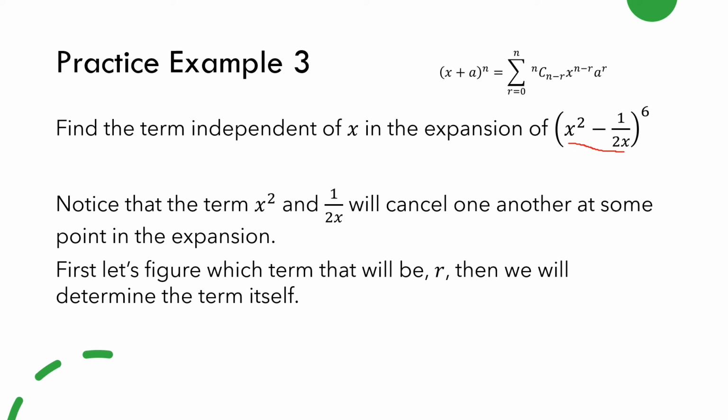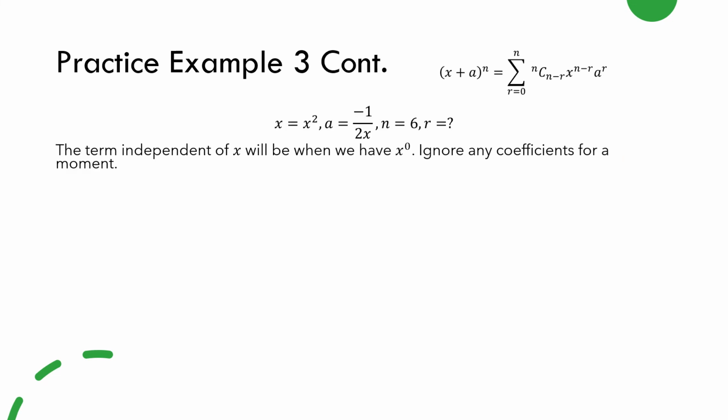So this is a two-part question. First, figure out which term has no x. In other words, what is r when it's just a coefficient, or x to the 0. And then after we find that, we'll, like the previous example, actually determine what the term is. Okay, the first thing to recognize is that the term independent of x is going to have an x to the 0, because that would just be a constant.